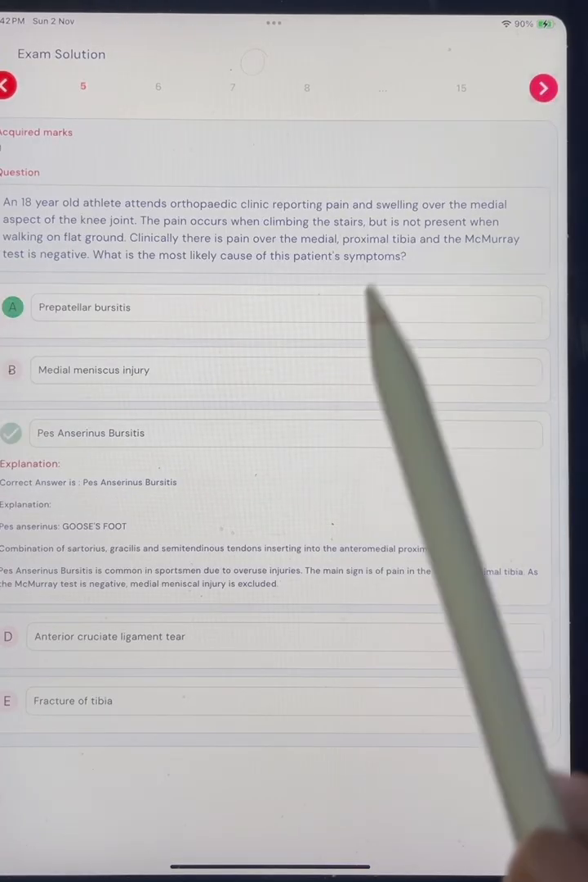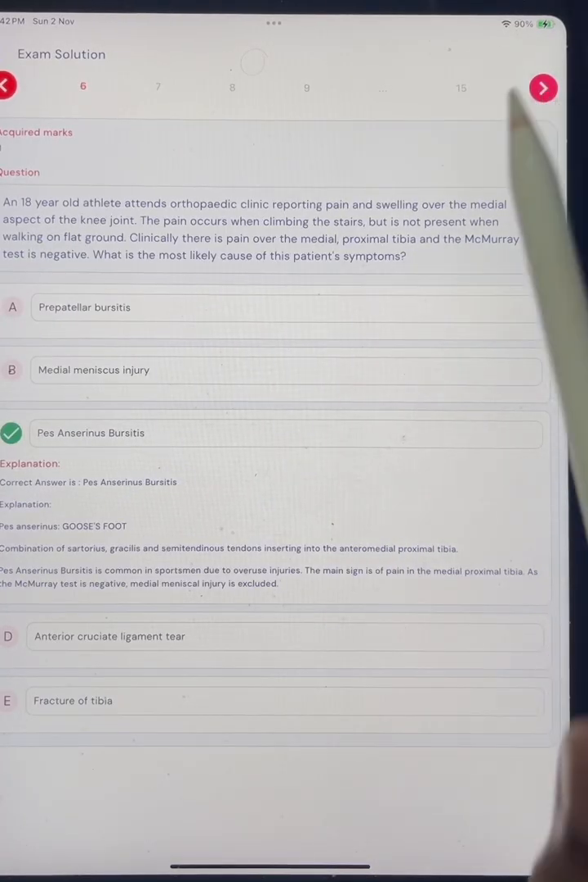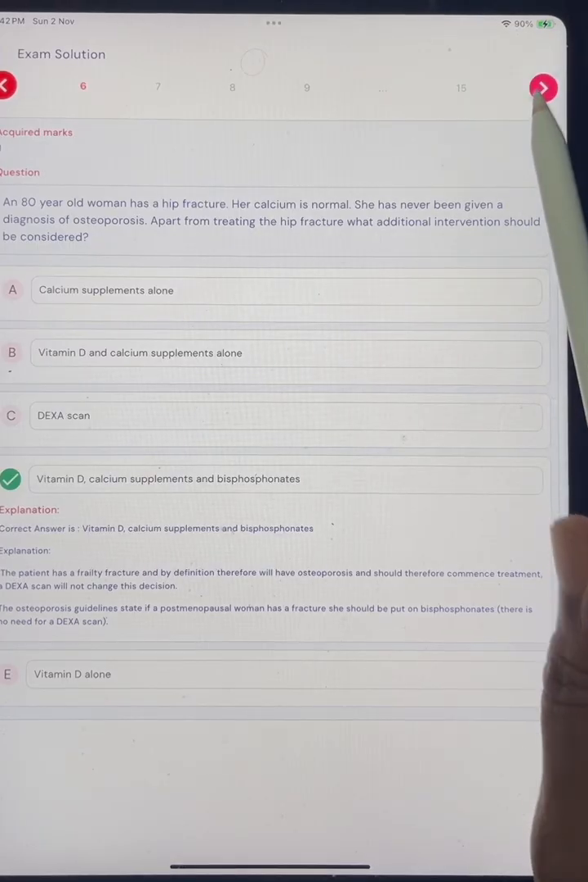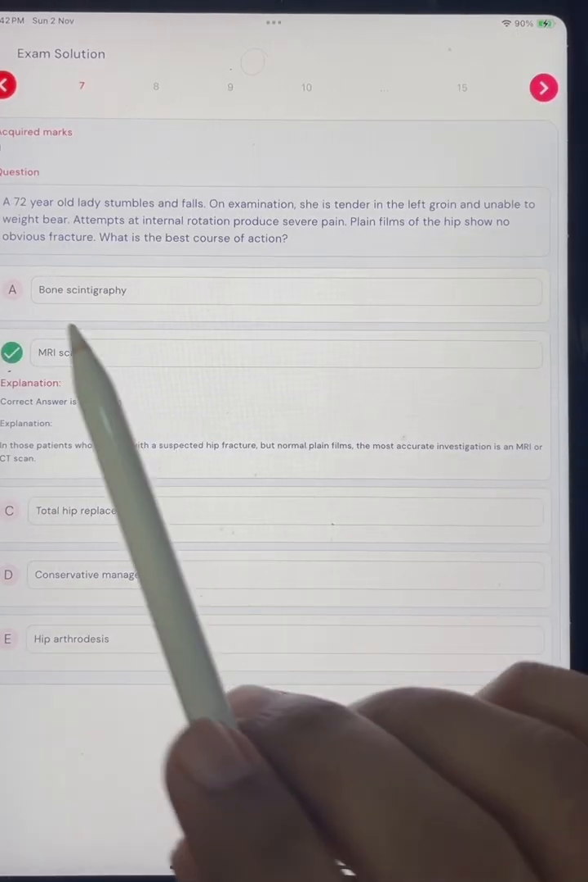Acromioclavicular dislocation is also right. Pes anserine bursitis is also right. Vitamin D and bisphosphonate is right. MRI scan, this is important.